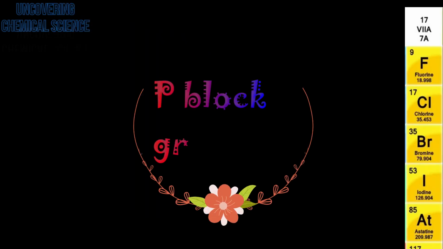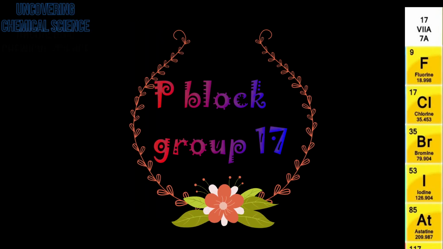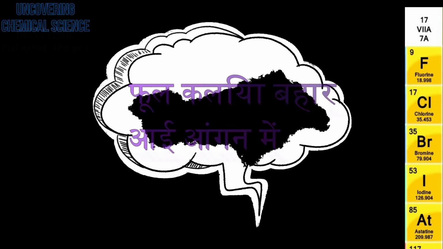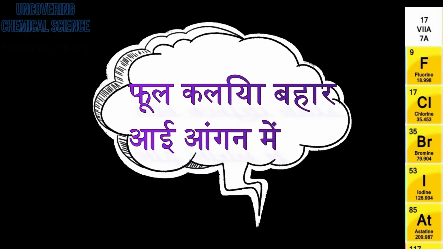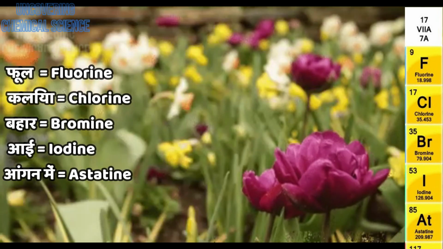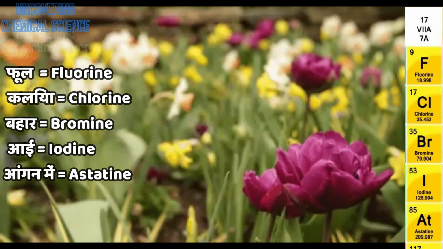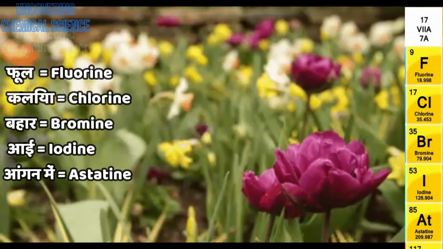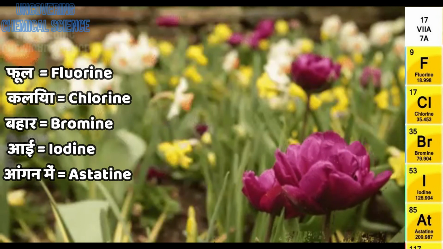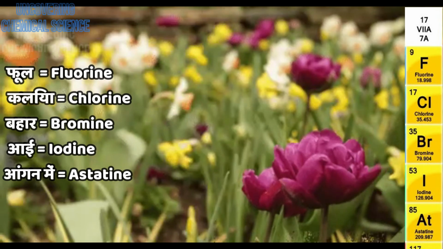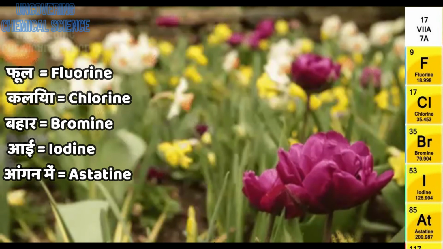Now we will go to group 17, which is known as halogens. And the mnemonic for halogens is Phool Kaliya Bahar Aayi Aangan Mein, where Phool stands for fluorine, which is denoted by capital F. Kaliya stands for chlorine, which is denoted by Cl. Bahar stands for bromine, which is denoted by Br. Aayi stands for iodine, which is denoted by capital I. Aangan stands for astatine, which is represented by At. Here we are done with halogens.